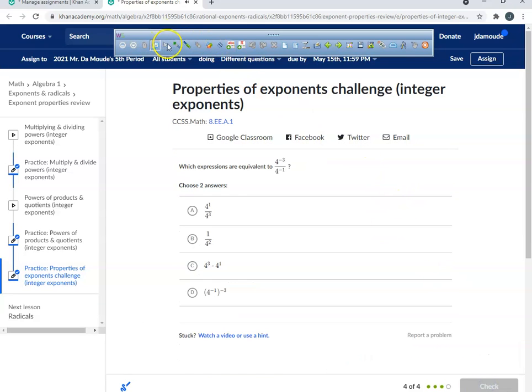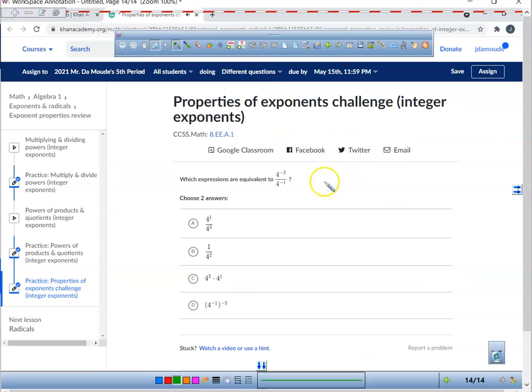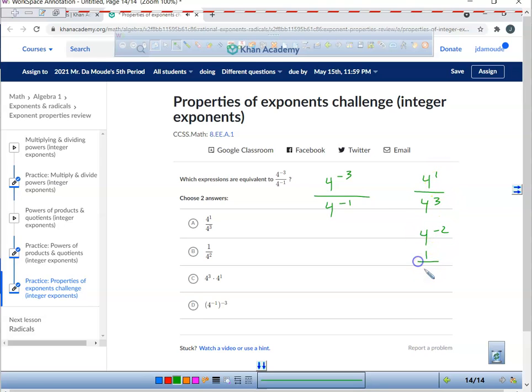All right, last one. We have 4 to the power of negative 3 over 4 to the power of negative 1. If I wanted to make it a little bit easier, I could do 4 to the power of 1 over 4 to the power of 3. That's another way of doing it. 1 minus 3 is negative 2, which is 1 over 4 squared. Oh, there's 1 over 4 squared. We got to get 1 over 4 squared. There's another one. It's A and B.